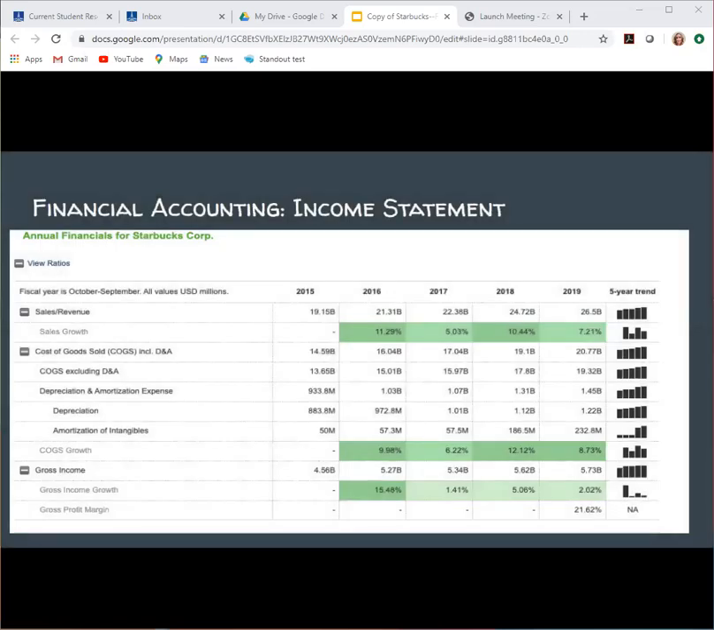On our slide, we see a comparison of income statements for Starbucks from fiscal year end 2015 through fiscal year end 2019. We can see here that although revenue is increasing, expenses are also increasing, which is resulting in a slowing rate of gross income growth.